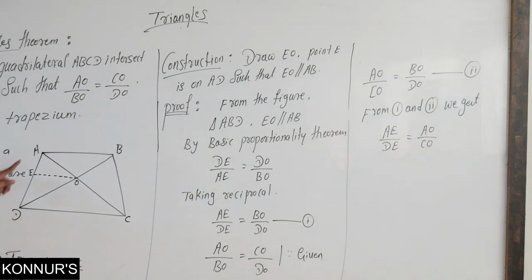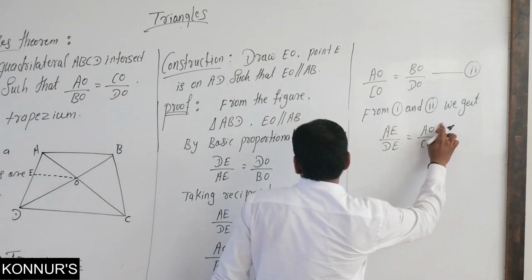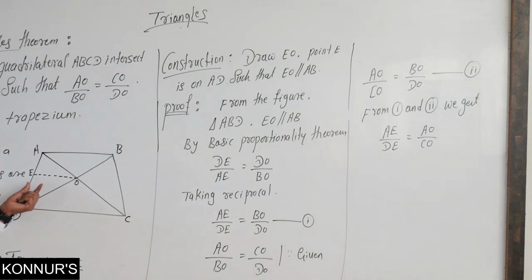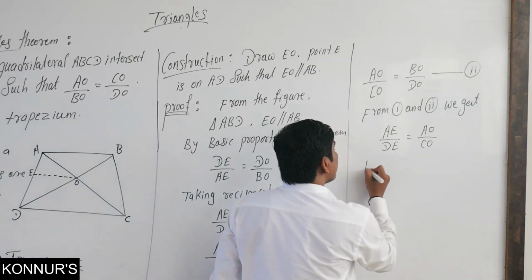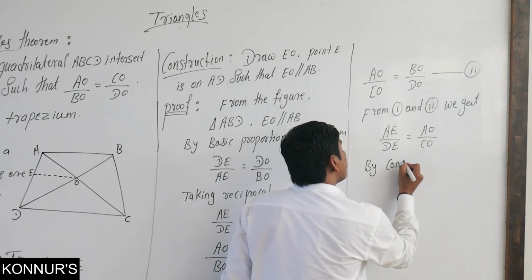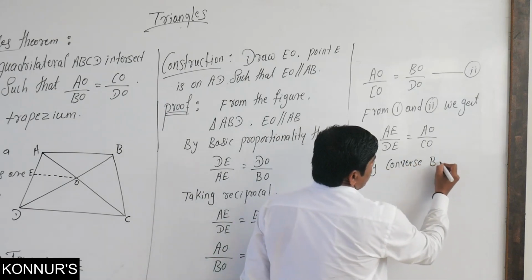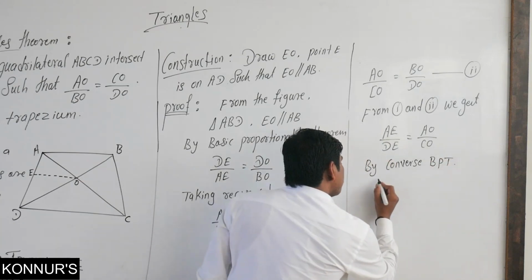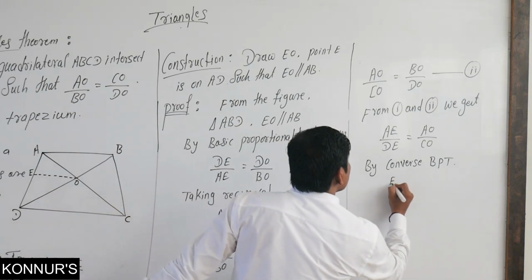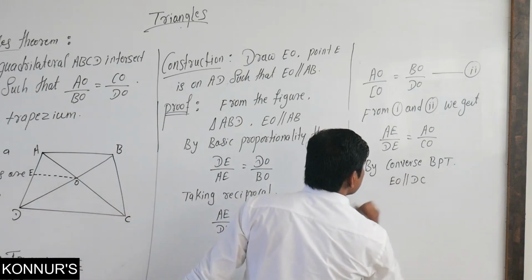Here we observe in the figure AE by DE, AO by CO. Now AD is divided in the ratio AE by DE, and AC is also divided in the ratio AO by CO. This is the result of the basic proportionality theorem, Thales theorem, and we are using the converse BPT theorem. Here by converse BPT theorem, EO is parallel to DC.